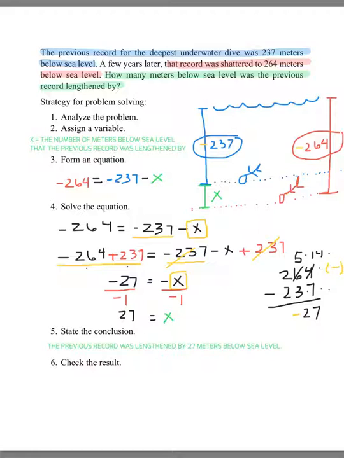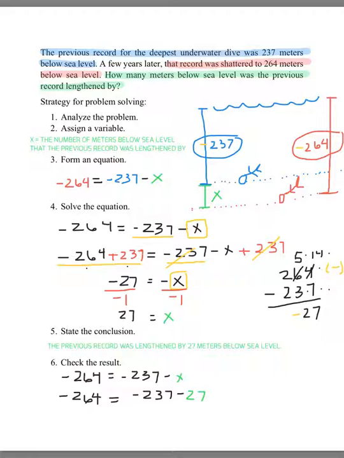So starting off with the original equation found in step 3, we're going to have negative 264, and that's going to be equal to negative 237 minus x. However, we now know the numerical value of x, so we're going to substitute that in. Everything else will remain exactly the same for now. So we have negative 264 is equal to negative 237 minus x, which is 27.